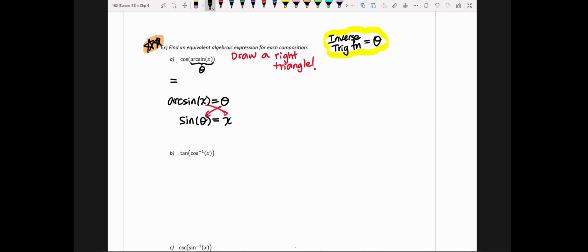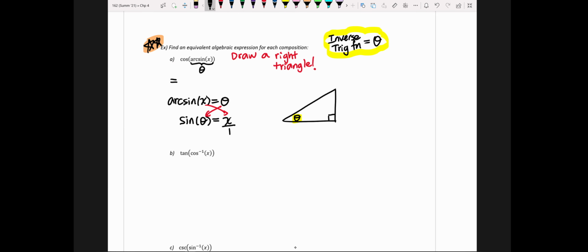Okay, so we're now going to draw a right triangle. Because when we draw a right triangle, we know that theta will be in the restriction. When we draw the right triangle, we're in quadrant 1, and quadrant 1 is in the restriction for all inverse trig functions. Okay, so we can write x as x over 1.